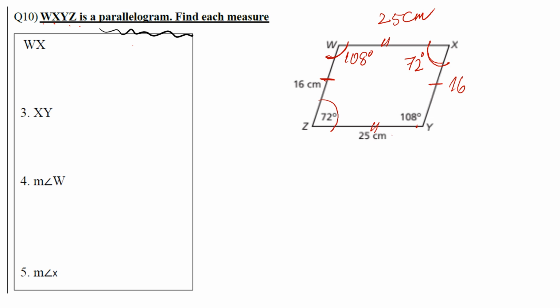Now all the information is in front of you. Let's try to write down the answer. What is WX? So WX is 25 centimeter. What is XY? So XY, we have just found out that it is 16 centimeter. What about angle W? So we have just found that angle W is 108 degree. And what about angle X? Angle X, we found out already that it is 72 degree.